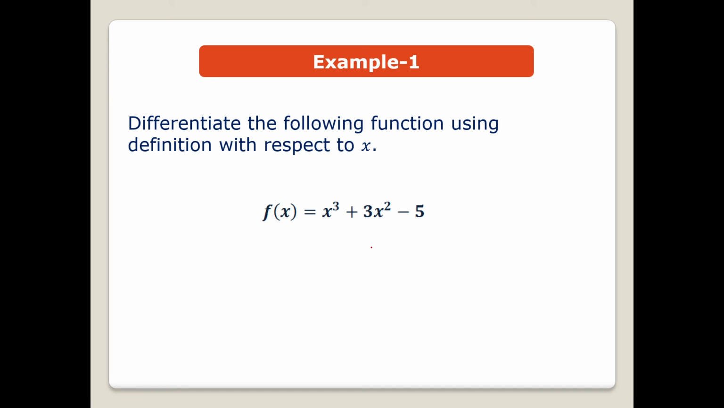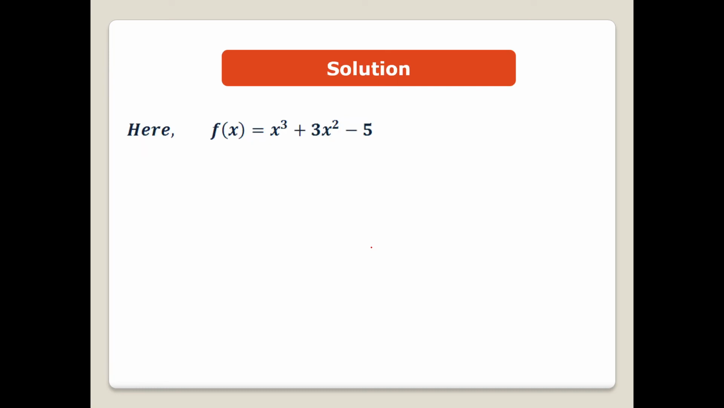Let us take an example here. I want to differentiate x cube plus 3x square minus 5. See, there is no trigonometric term, no exponential term, and therefore I will use the first formula, right? What is the first formula, guys? It is limit t tends to x, f(t) minus f(x) upon t minus x.